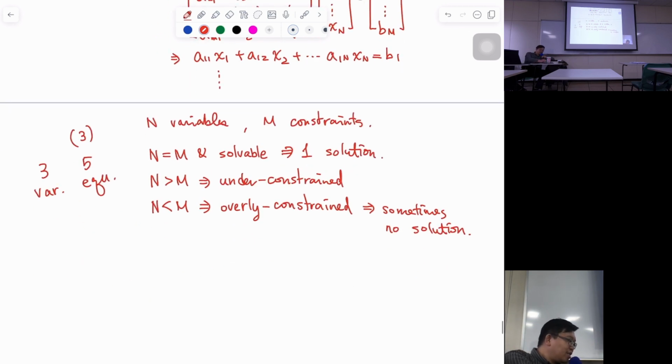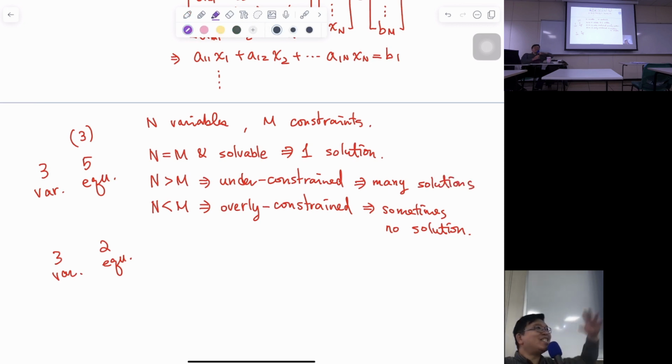But in the other case, if you have 3 variables but only 2 equations, you basically have multiple possible solutions, because you don't have enough equations to confine the values. So when the number of variables is larger than the number of equations, you should have many solutions most of the time.